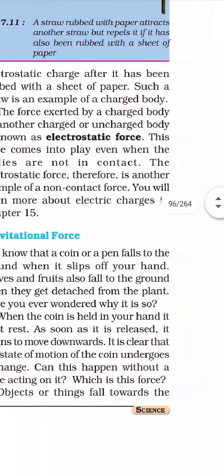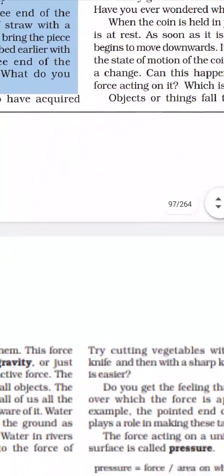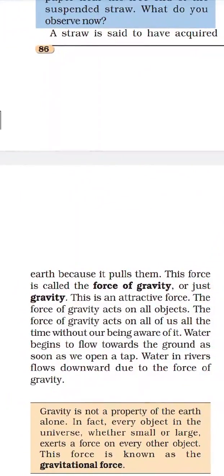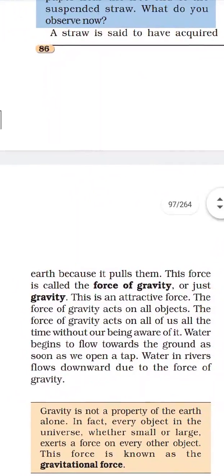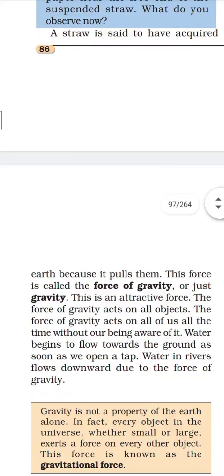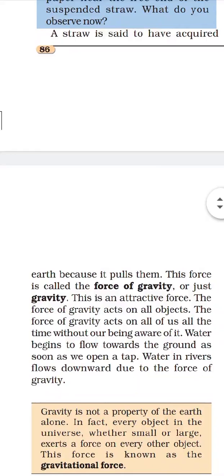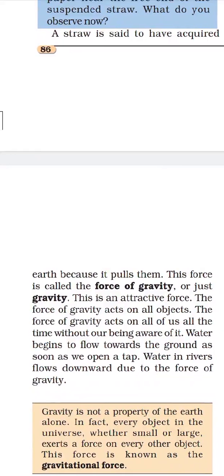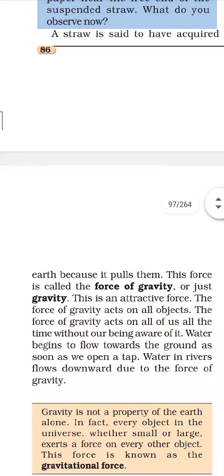Which is that force? Objects fall towards the earth because it pulls them. The force of gravity pulls them. So gravity makes the ball fall down. This is called the force of gravity, or just gravity. This is an attractive force. The force of gravity acts on all objects.